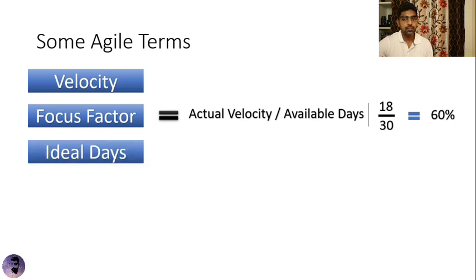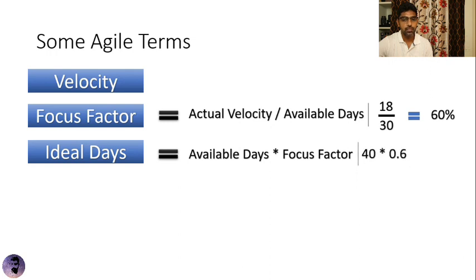So ideal days is the number of days the team has worked without any distractions. This can be calculated by multiplying the available days by the focus factor. So in our example, if the available days is 40 and you multiply by the focus factor 60%, you will get 24 days. What this means is if you have a task that is going to take 24 days to complete, then a team which has a focus factor of 60% is going to take 40 days to complete the task.